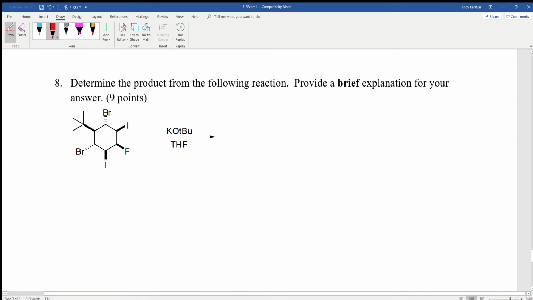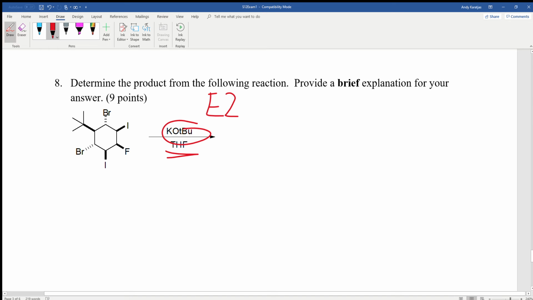So in looking at this reaction, we know based on the conditions, strong base, this is likely to be an elimination reaction. In addition, the solvent is a polar aprotic solvent. So that means we're dealing with an E2 elimination.